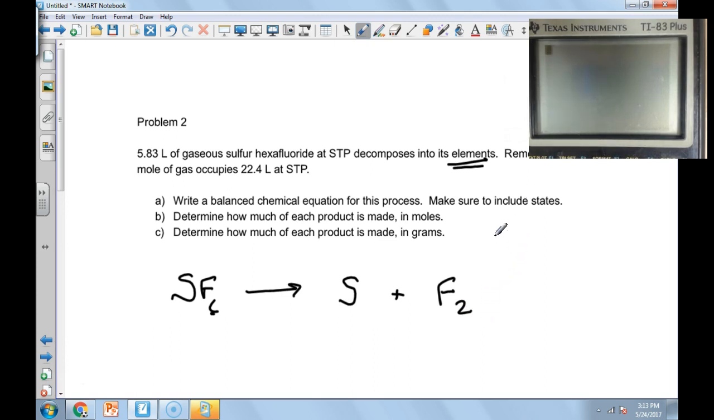And so that's the start, that's kind of the bones of our chemical equation, chemical reaction, but we need to make sure we include states, and we need to balance this guy. So let's include states. SF6 is a gas. How do I know that? Well, 2 things. It says gaseous right here, and that's the obvious.